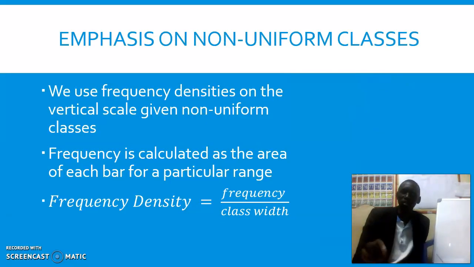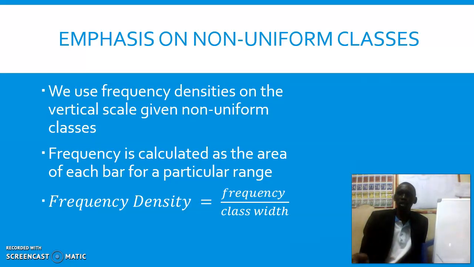Emphasis on the non-uniform classes. We use the frequency densities on the vertical scale given non-uniform classes. Frequency is calculated as the area of each bar for a particular range. I've mentioned that. So when we are drawing a histogram where we have non-uniform classes, we use that formula: frequency density is given by the frequency in that particular range divided by the class width of that particular range. I hope you know how to calculate the class width.